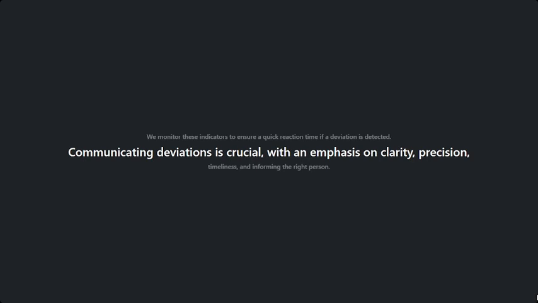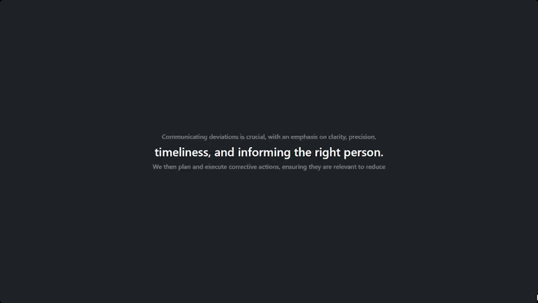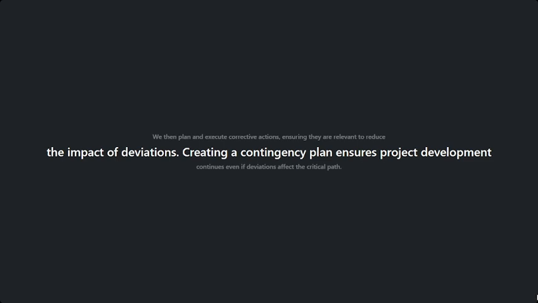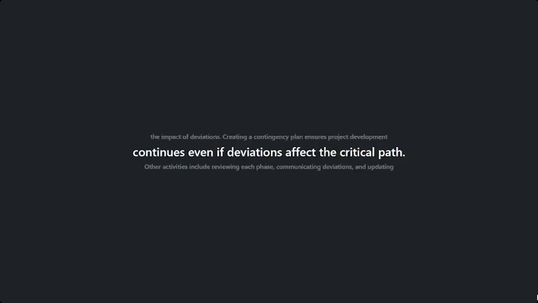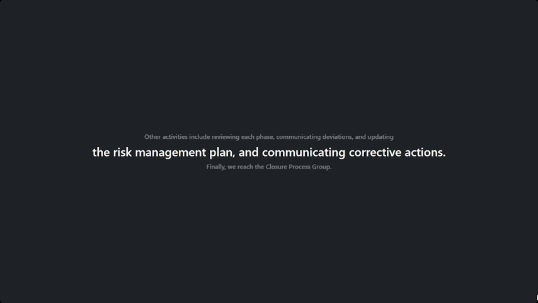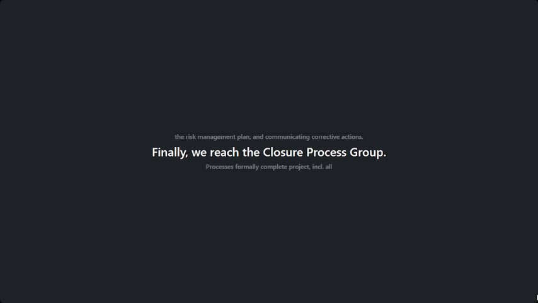Communicating deviations is crucial, with an emphasis on clarity, precision, timeliness, and choosing the correct person to inform. We then plan and execute corrective actions, ensuring they are relevant to reduce the impact of deviations. Creating a contingency plan ensures project development continues even if deviations impact the critical path. Other activities include reviews of each phase, communication of deviations, updates to the risk management plan, and communication of corrective actions.